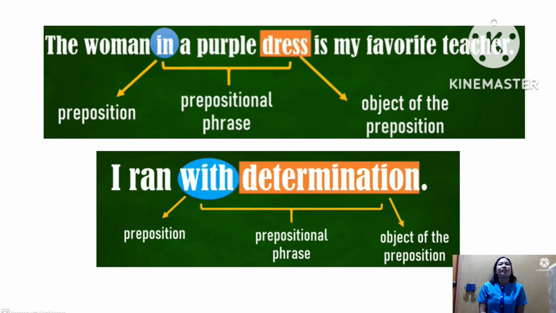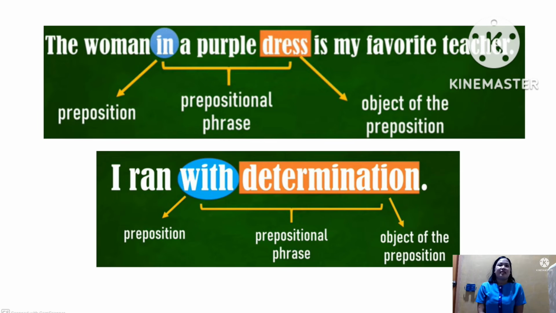Another example, the woman in a purple dress is my favorite teacher. In a purple dress is the prepositional phrase in the sentence. It starts with a preposition, in, and ends with a noun, which is what we call the object of the preposition. The words in between are modifiers.